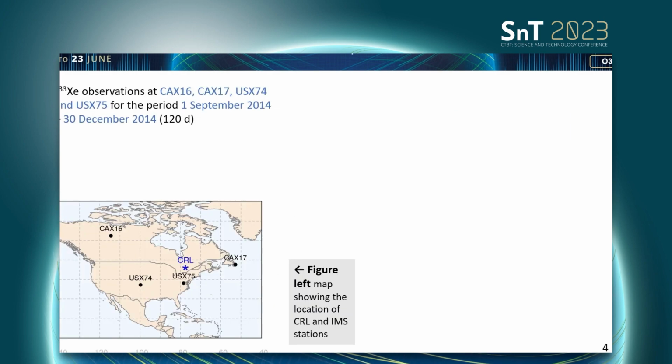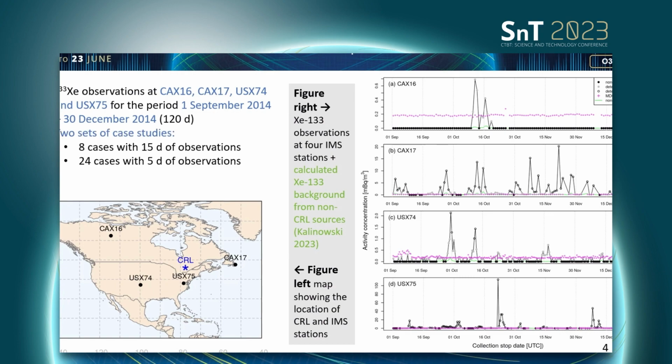And we used Xenon observations at 4 IMS stations, and you can see the location of these stations on the figure on the left-hand side. And we took observations from the 1st of September until the 30th of December 2014. So we had 120 days of observations, and here is a little recipe to make the Bayesian soup that was mentioned by Harry. So what we did is we divided this period of 120 days into either 8 cases with 15 days of observations, or 24 cases containing 5 days of observations.